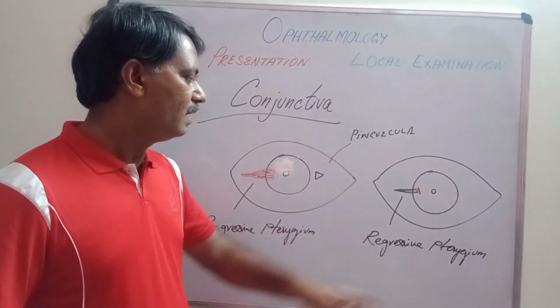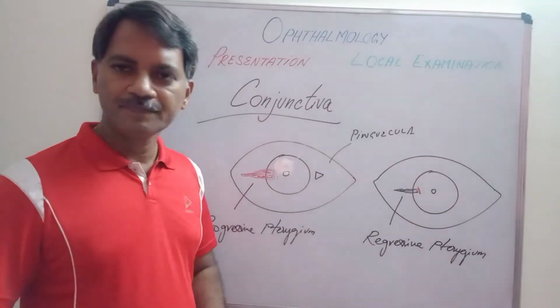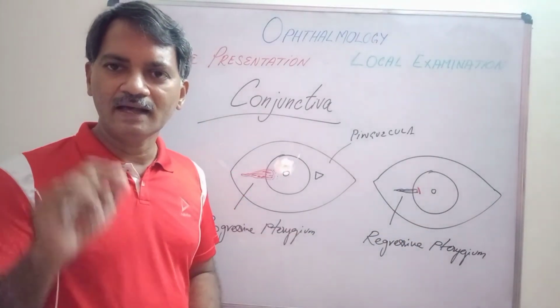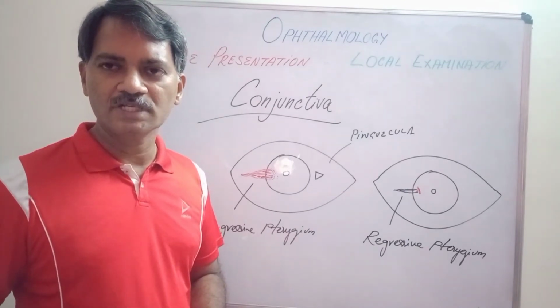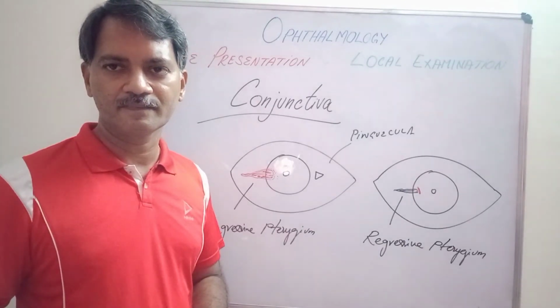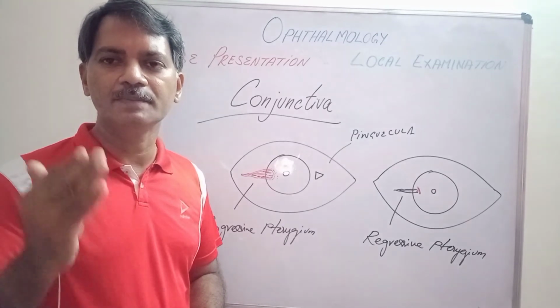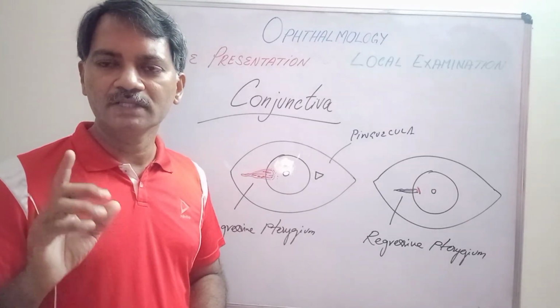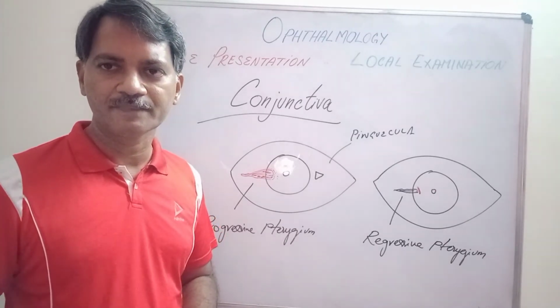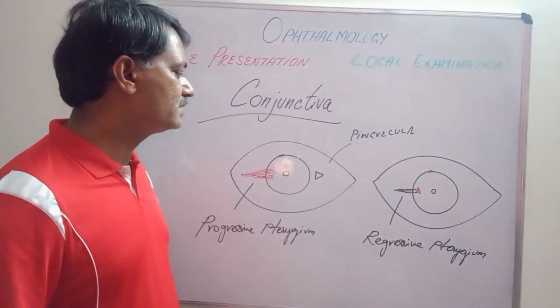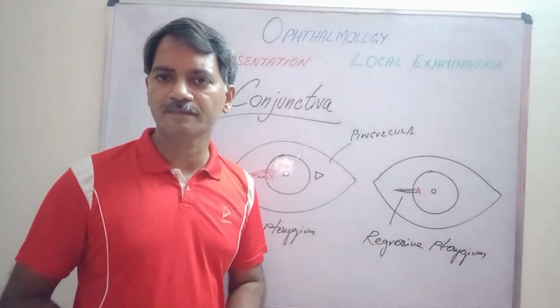In front of the pterygium, you can see a red line, which is a deposit of iron in front of the pterygium that will be seen on the cornea. That is called Stocker's line. So if you see such findings, it is called regressive pterygium.